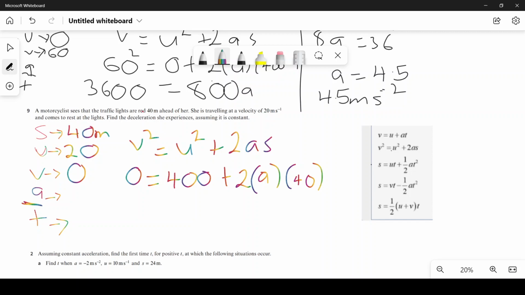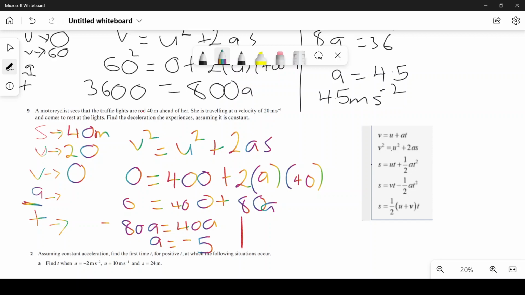If we continue, we have 0 is equal to 400 plus 80A. We can move the 80 to the other side, so that we'll have negative 80A is equal to 400. And when you divide through by negative 80, we'll have A is equal to negative 5. So the acceleration, the deceleration here is negative 5 meters per second to the power negative 2. And this makes sense because the car starts at 20 and then ends at 0. That means its speed must be reducing.